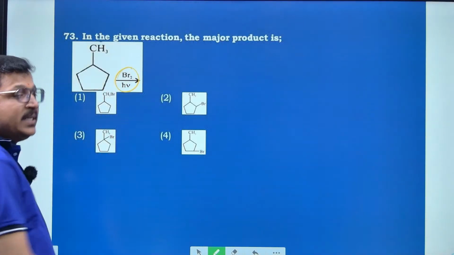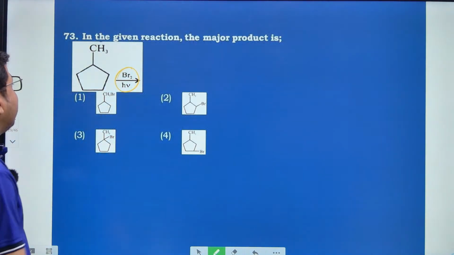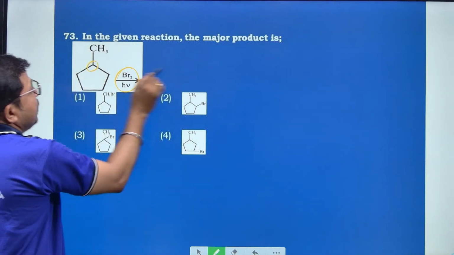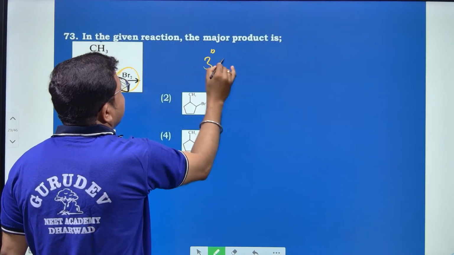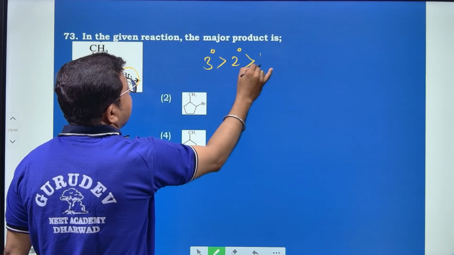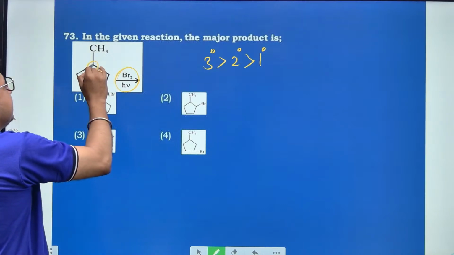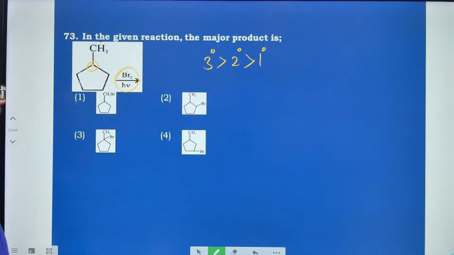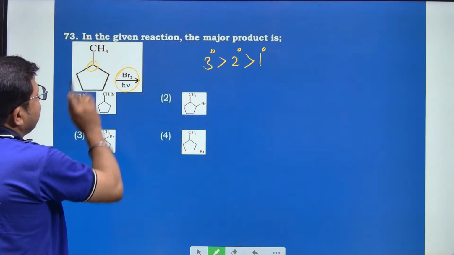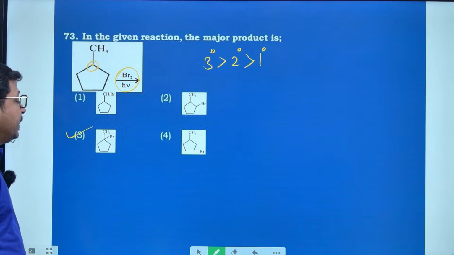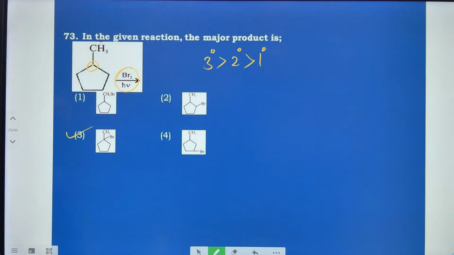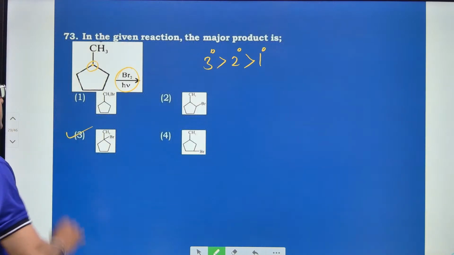And this one is methylcyclopentane on reaction with bromine, with hv they have used, it means free radical mechanism. Free radical mechanism is more favorable for tertiary greater than secondary greater than primary. Hence it is a tertiary carbon at the center, hence it directly reacts with bromine in the presence of sunlight. It will produce option number 3, 1-bromo-1-methylcyclopentane.